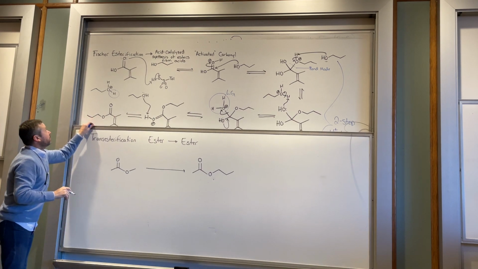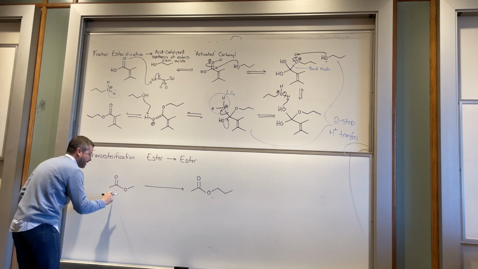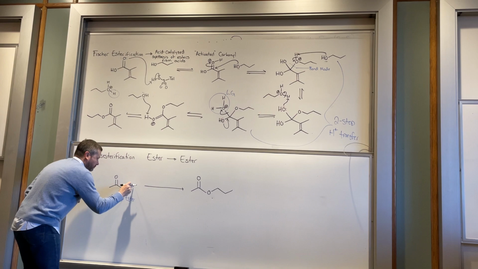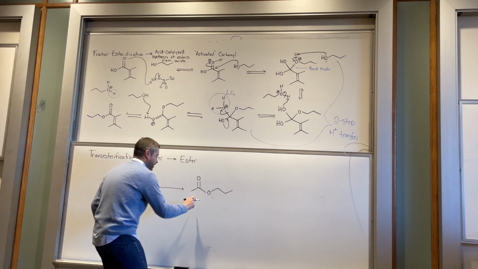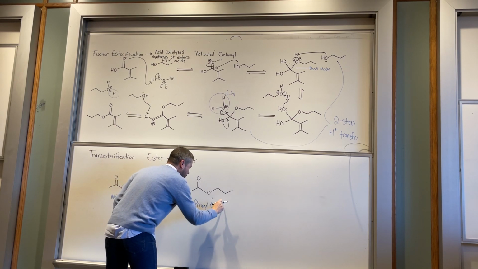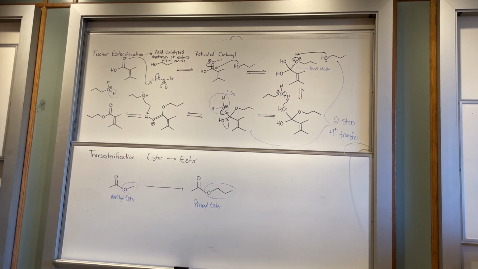All right, so looking at Fischer esterification and ester hydrolysis, it's not much of a stretch to think that we can also do transesterification, where we're changing one type of ester for another type of ester. So we're starting with a methyl ester, and we're ending with a propyl ester. We're just changing the R group off of the oxygen of the ester. If we want to get this reaction to go, what would we add to the reaction?